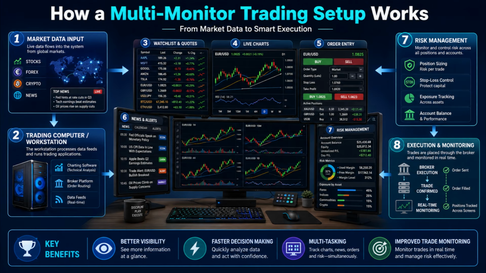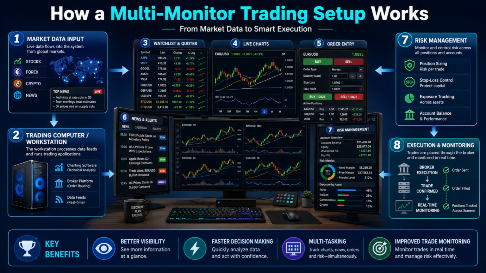Then, the order entry screen is used to place trades. This panel includes buy and sell buttons, order type, quantity, stop loss, take profit, and active positions. This is where the trader sends an order to the broker after completing the analysis.